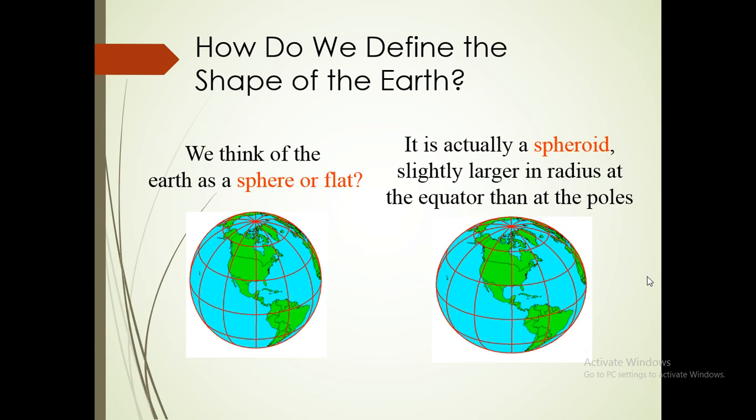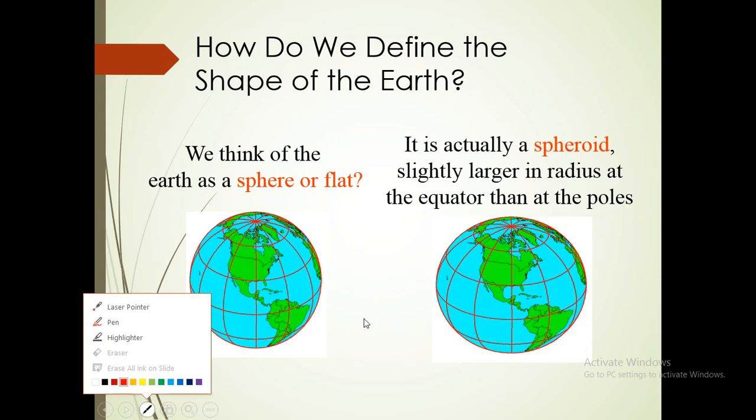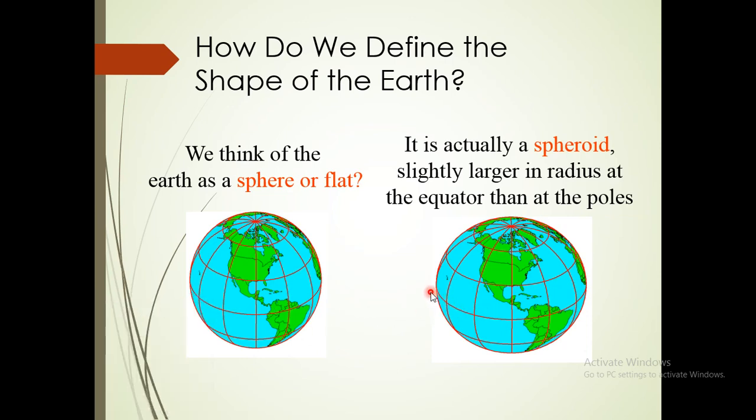But it's actually a spheroid when you look at it from outer space, slightly larger in radius at the equator, at the middle part here, slightly. I can use the laser pointer, yes. So slightly larger at the equator than at the poles, because when it's spinning, it gets bulged in the middle, jadi besar sikit in the middle because of the mass, and also because this is the axis where it is turning, spinning.